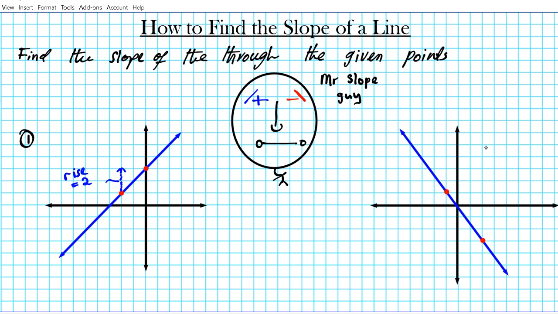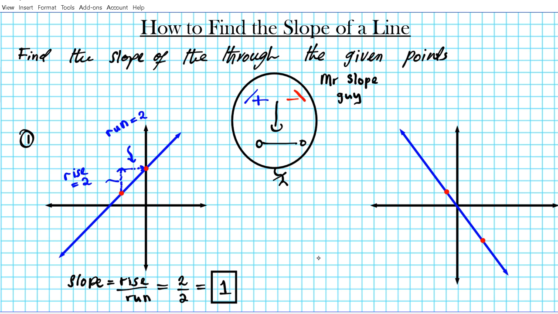And then I'm going to proceed to run 2 units, 1, 2. And that's my run right there. My run is my horizontal move, which is 2 since I'm going to the right. Alrighty, so our slope is the ratio of the rise over run. So in this problem, the rise is 2 units and the run is 2 units, and we can reduce that. The final answer is positive 1, which harmonizes with what we indicated with the left eye of Mr. Slope Guy.